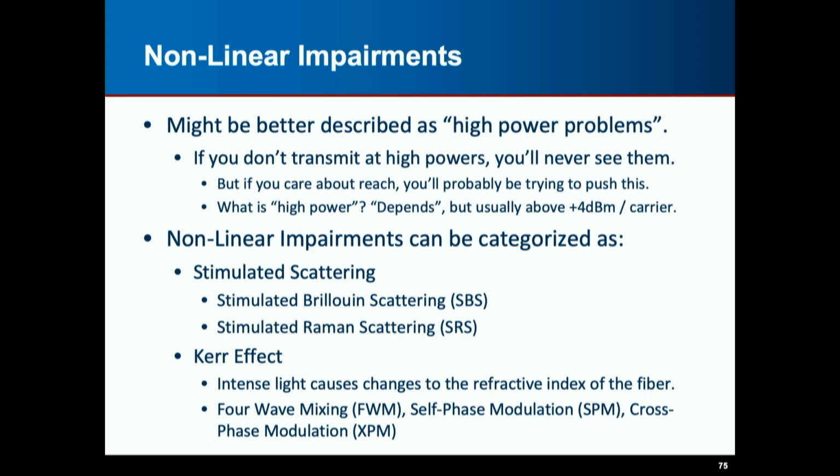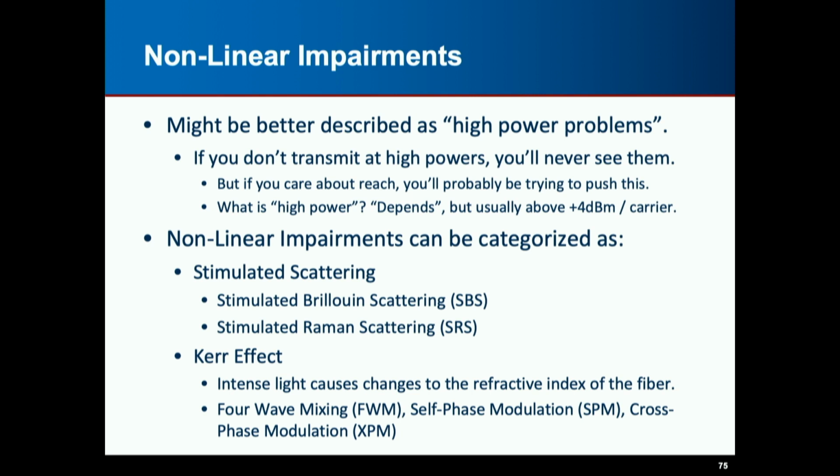So nonlinear impairments, I talked about this a little bit earlier, but the best way to describe this is high power problems. So if you don't transmit at high powers, you will never see these problems. People ask, well, how high is high? And the answer is it depends. Generally speaking, you start to see right around +4 dBm per carrier. That's where you're into the nonlinear zones, right?